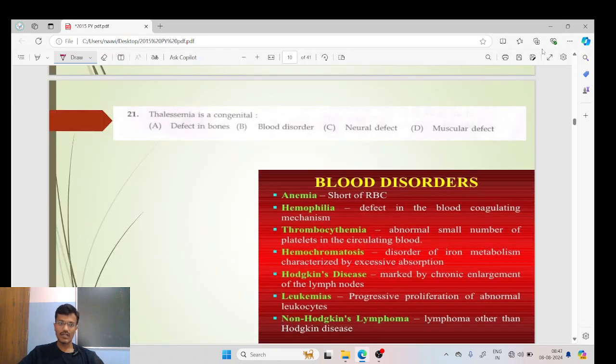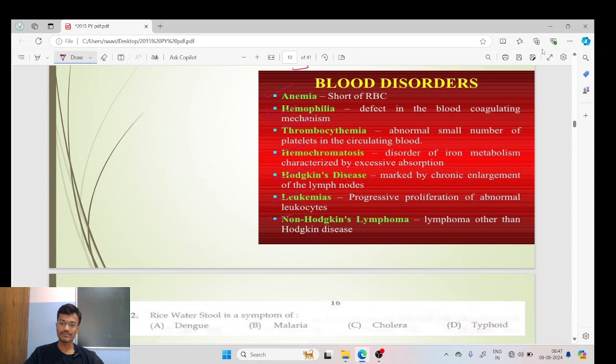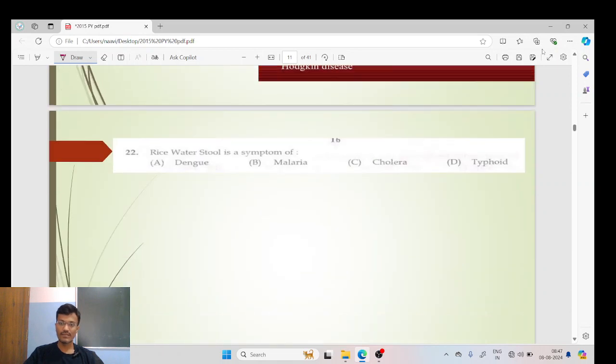The next, thalassemia is a congenital blood disorder. There are various kinds of blood disorders: anemia, hemophilia, thrombocytopenia, hemochromatosis. Okay. Next, Hodgkin disease, leukemias, non-Hodgkin lymphoma. These are other types of blood disorders. Rice water stool is a symptom of cholera.